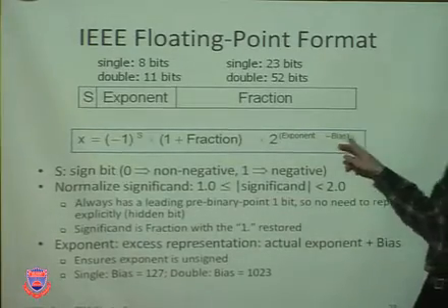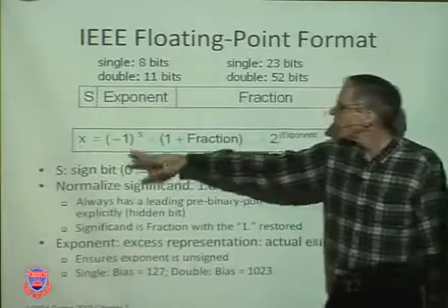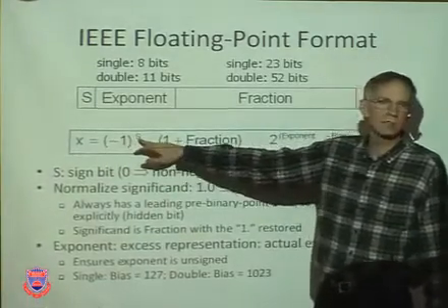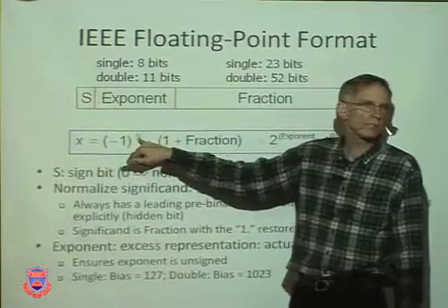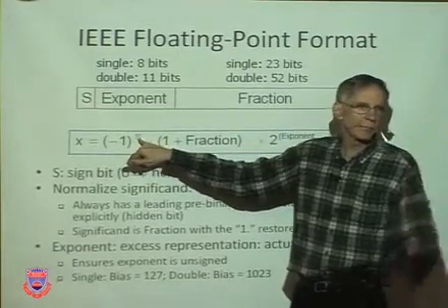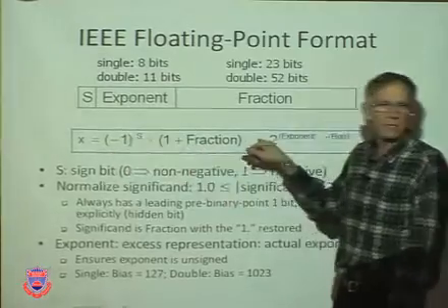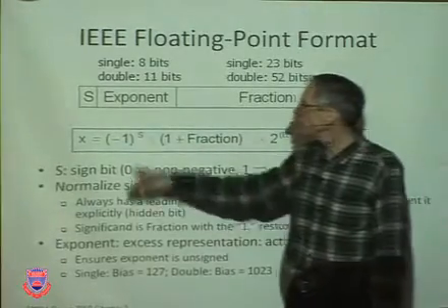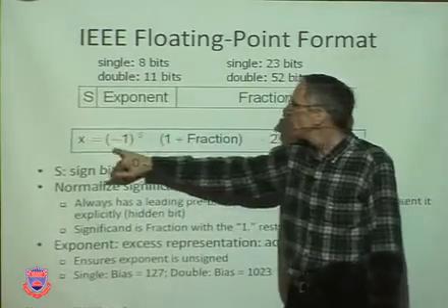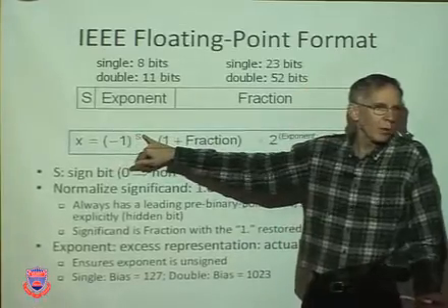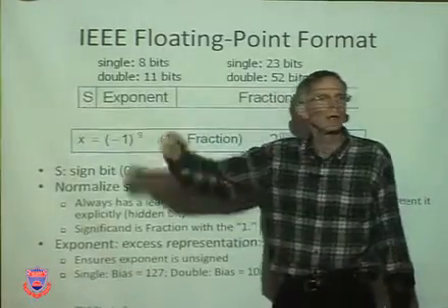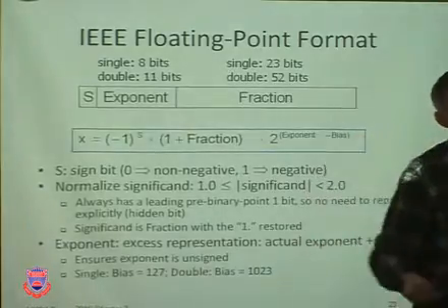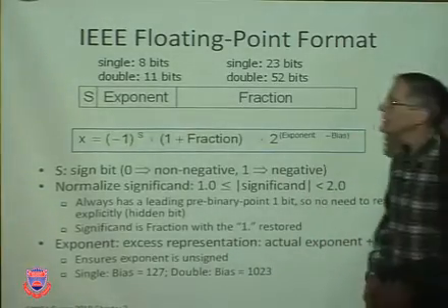Okay? Now here's how the value of the number is calculated. Minus 1 raised to the sign bit power. So if the sign bit is 0, any number raised to the 0th power, of course, is 1. So it becomes 1 times this, and it becomes a positive number. On the other hand, if the sign bit is 1, minus 1 raised to the power 1 is minus 1, so it becomes a negative number. So an S of 1 means it's a negative number. An S of 0 means it's a positive number.